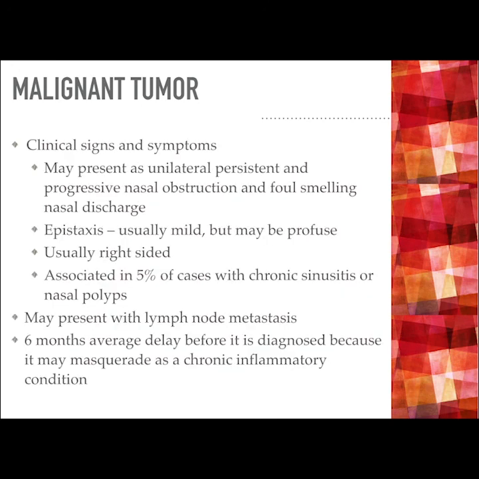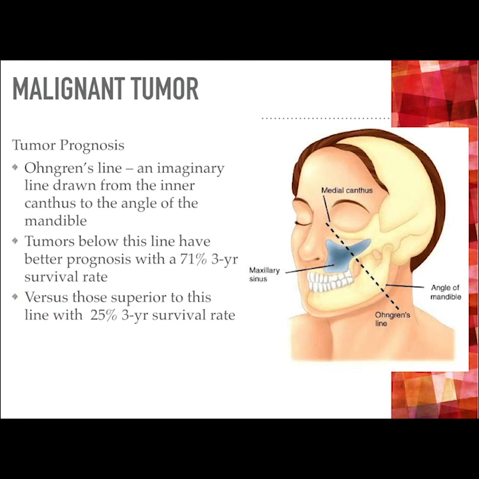Signs and symptoms can be confusing, as these manifestations may be seen in a benign tumor. However, lymph node metastasis would be indicative of malignancy. The Ohngren's line is an imaginary line drawn from the inner canthus to the angle of the mandible. Any tumor occurring superior and lateral to this line would have a poorer prognosis.